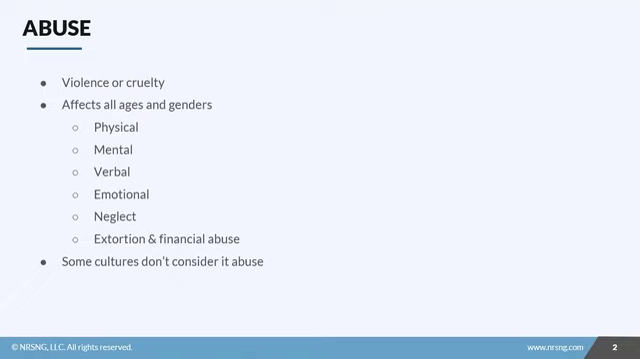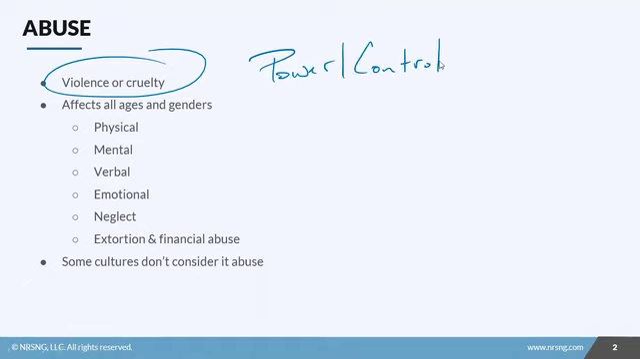Abuse is violence or cruelty towards another person. It usually has to do with power or control. It's the way that the abuser exerts their power on that person, and it affects all ages and genders. It doesn't discriminate, and it runs the gamut of physical, mental, verbal, emotional abuse, neglect, extortion, financial abuse. There's a bunch of different ways that abuse works.